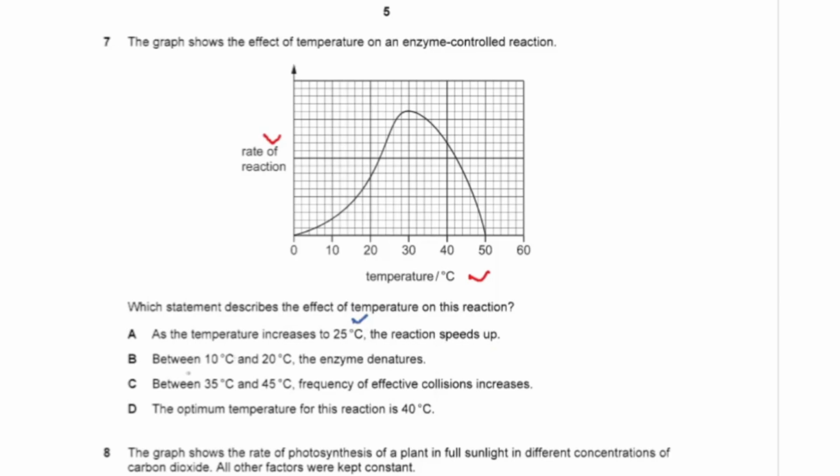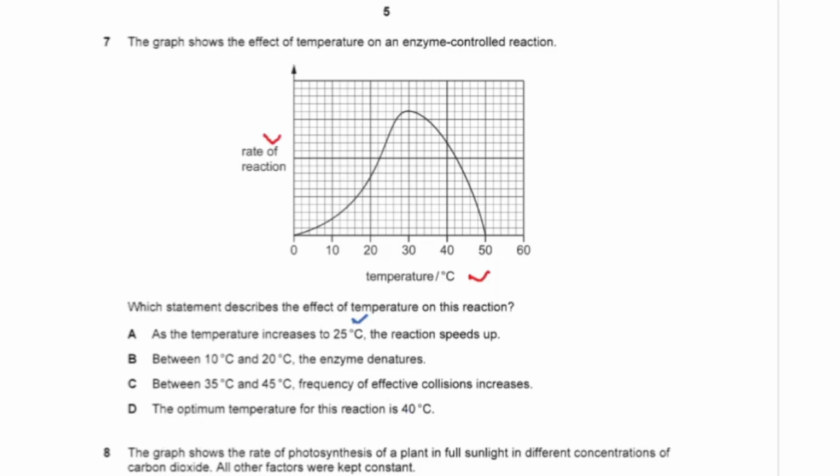Option B says between 10 degrees Celsius and 20 degrees Celsius, the enzyme denatures. Okay, we're going to see that as well. Option C, between 35 degrees Celsius and 45 degrees Celsius, frequency of effective collisions increase. We'll check that as well. And the last one says the optimum temperature for this reaction is 40 degrees Celsius. So let's start with the last option.